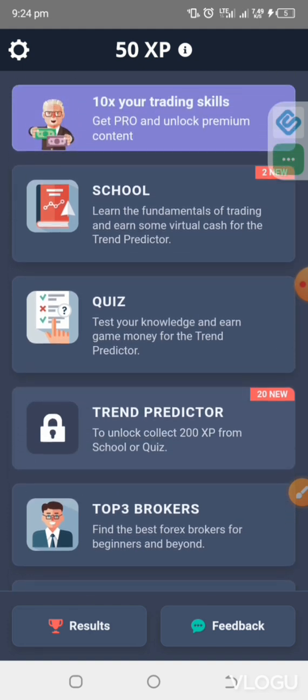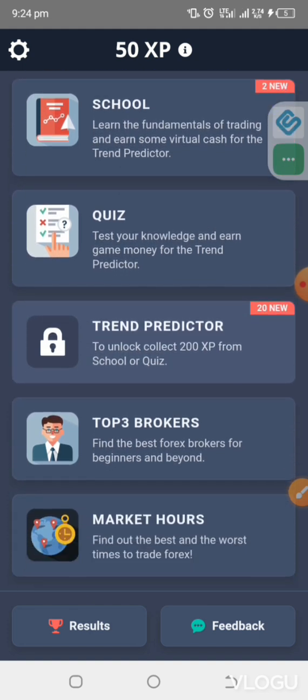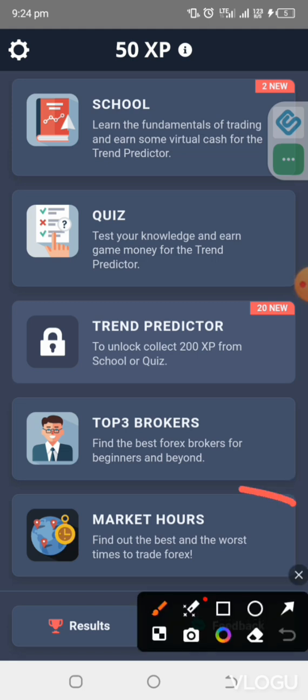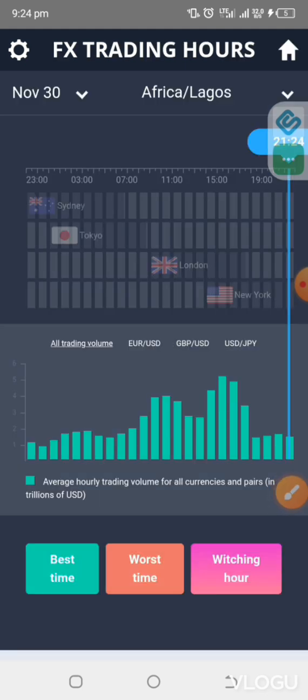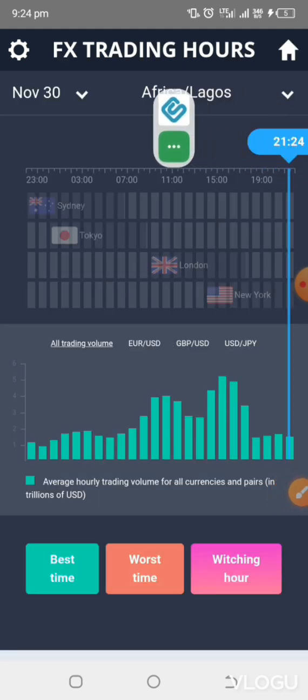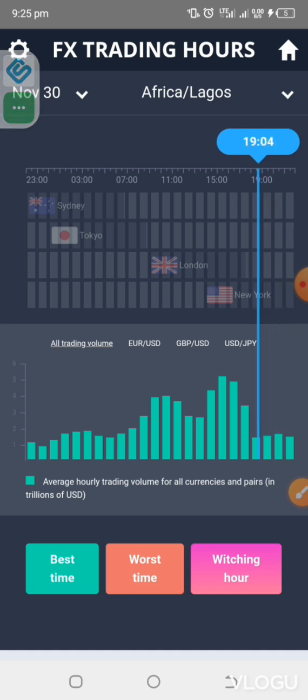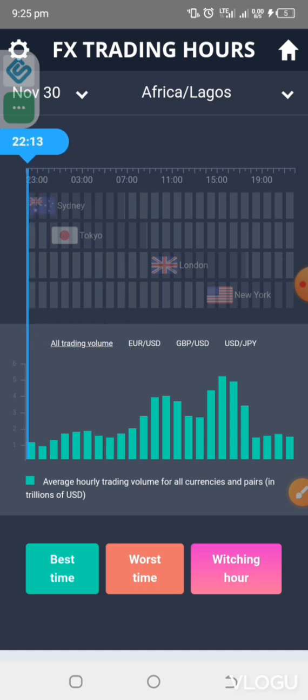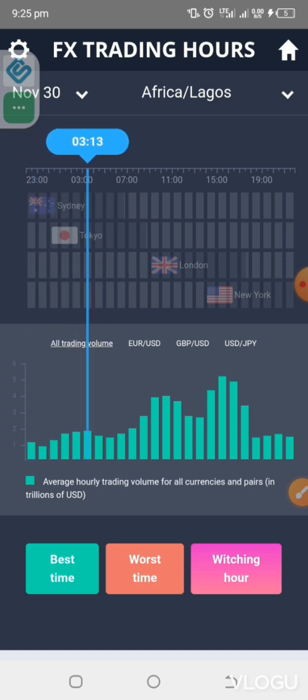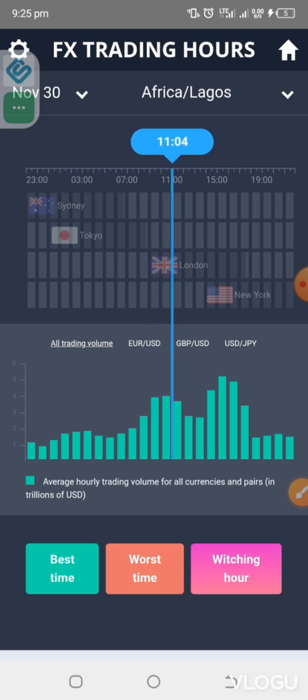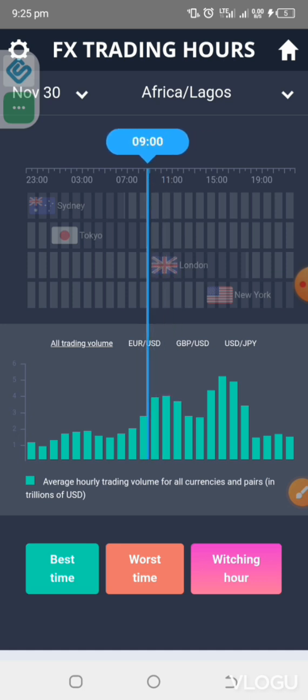Get many forex trading courses that will widen your knowledge. But the one we are going to right now is the market hours. So just scroll down and click under the market hours. You can see the chart here. So this chart has a timer. The time that is here has a line and it moves in real time. This line is just to signal you the session that we have right now.